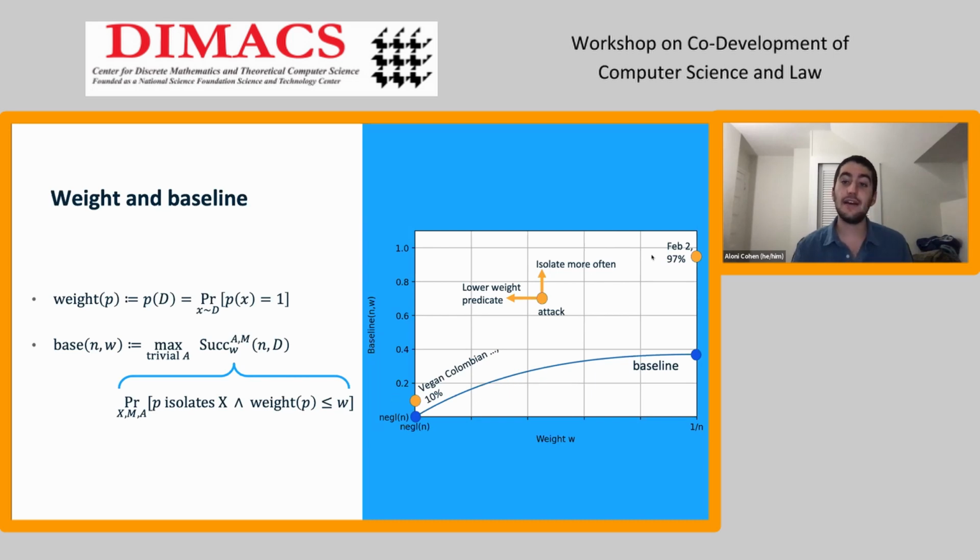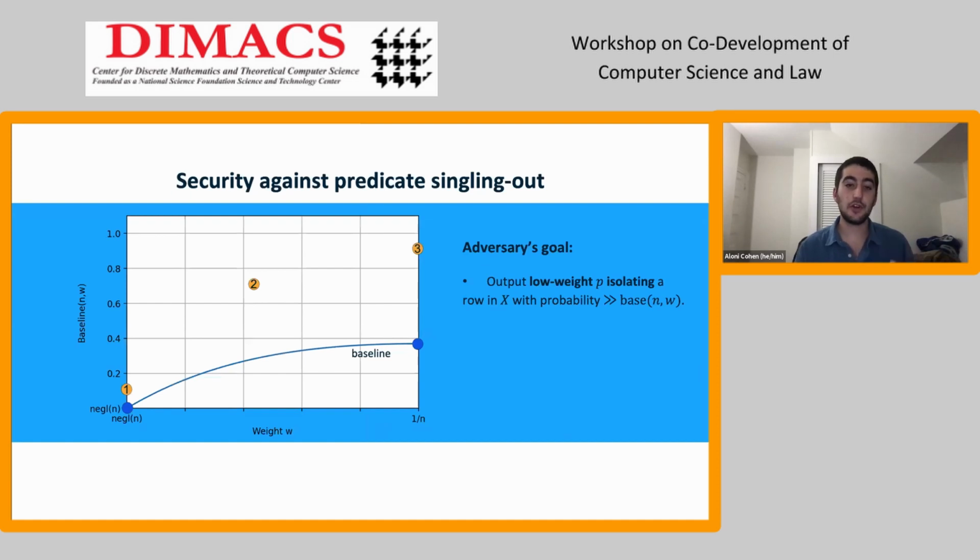So any of these three yellow dots is an attack because you beat the baseline, right? And a better attack is to go higher. You're isolating more often, or to go to the left because you're using a more and more specific predicate. So the adversary's goal is to beat the baseline, and to do so, he outputs a low weight predicate that isolates a row with probability better than baseline.